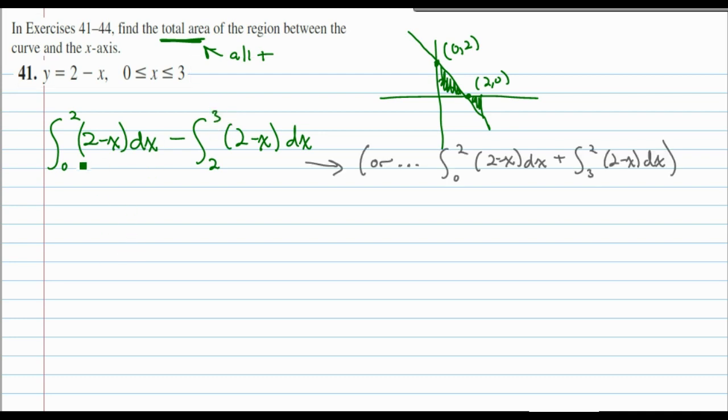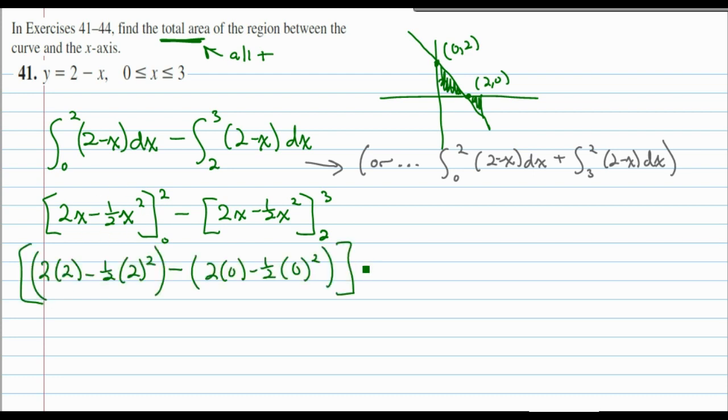So now I'm going to find the antiderivative. The antiderivative of 2 minus x is 2x minus, new exponent of x is going to be squared, so that's 1/2 x squared. That piece is getting evaluated from 0 to 2. And then I'm going to subtract the same antiderivative, but now this piece is going to be evaluated from 2 to 3. So I'm going to take f of b minus f of a in the first term, and then subtract f of b minus f of a in the second term, which would be f of 3 minus f of 2.